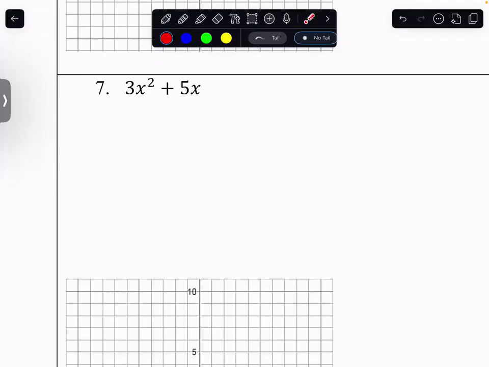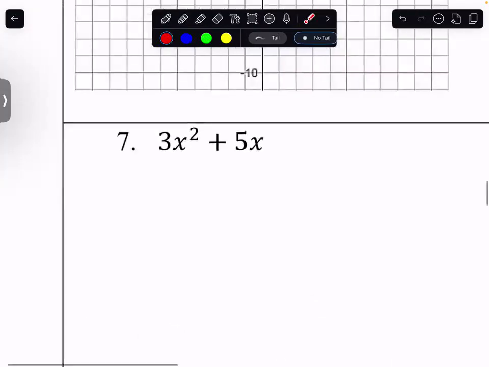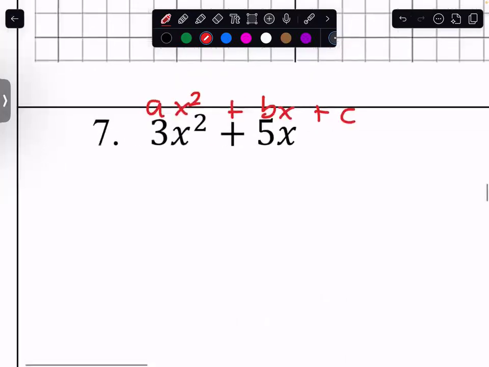So there's a couple things we can do with this one. This one is currently in standard form, right? There are no parentheses, so this is called standard form. So we can go ahead and identify our A, B, and C. As a reminder, ax squared plus bx plus c. So for this problem, A is 3, B is 5, and C is going to be the invisible 0 that gets added at the end.